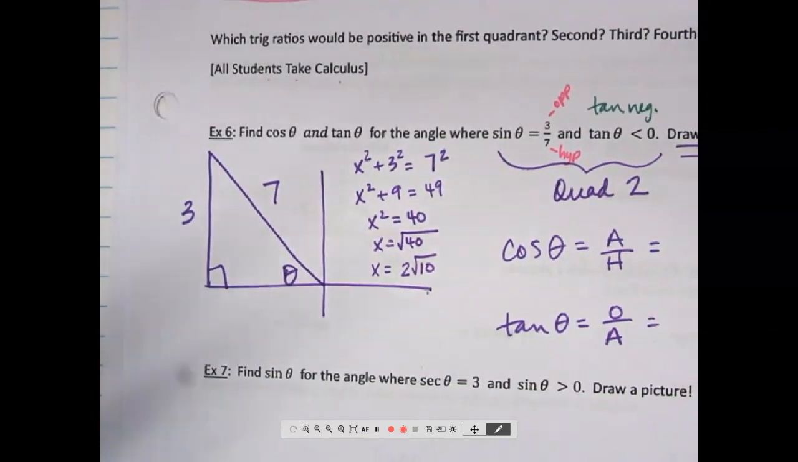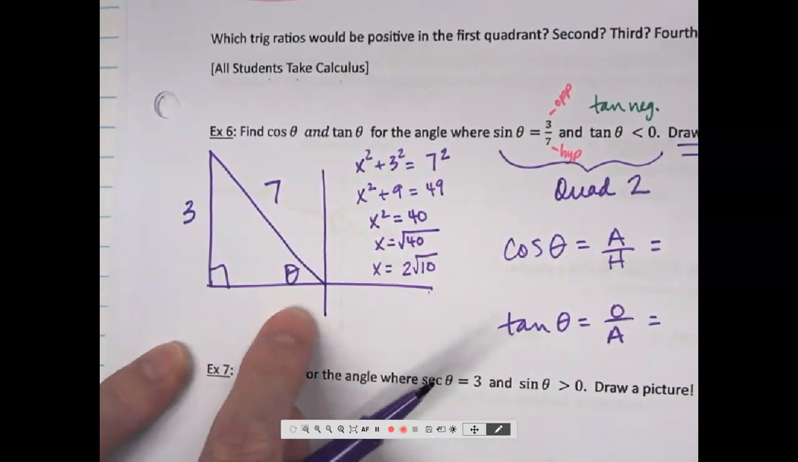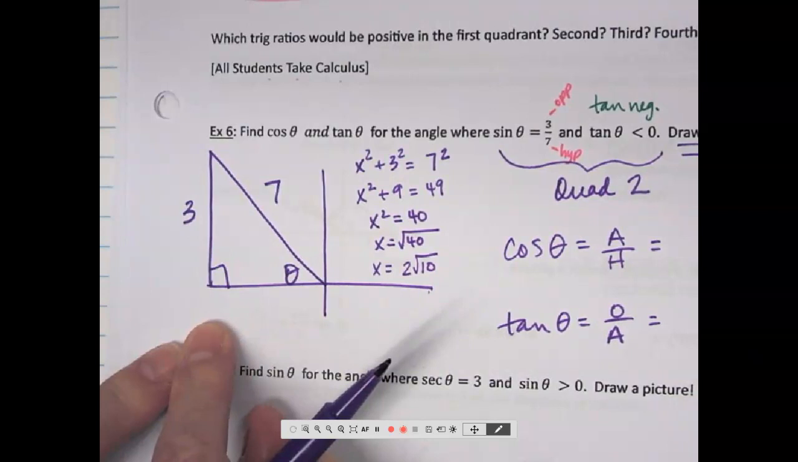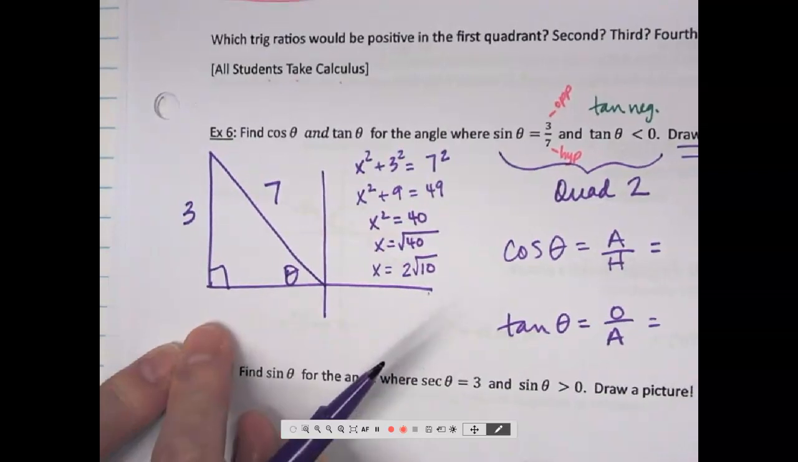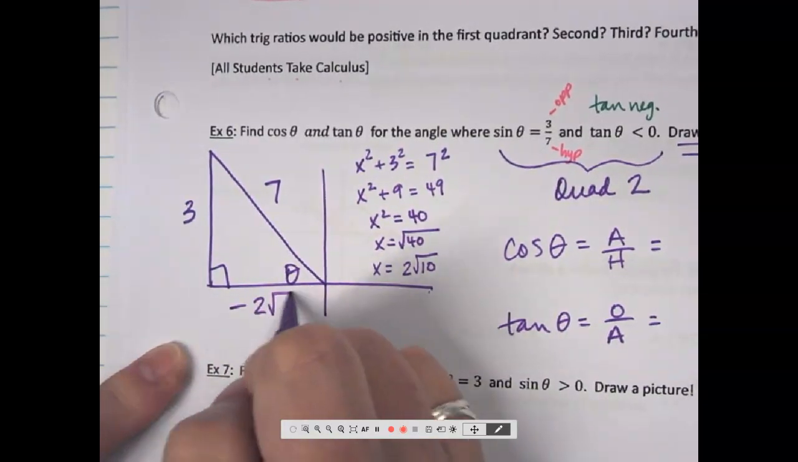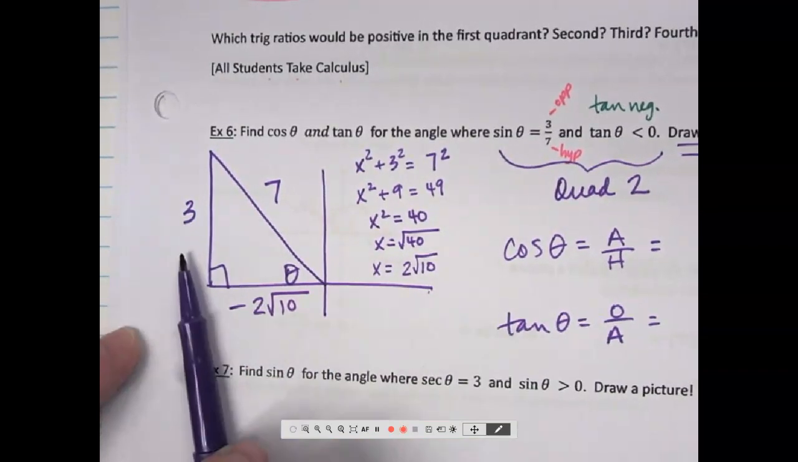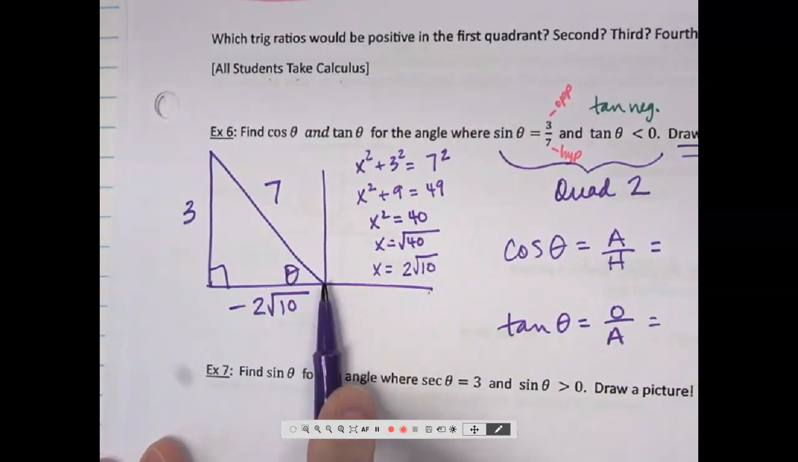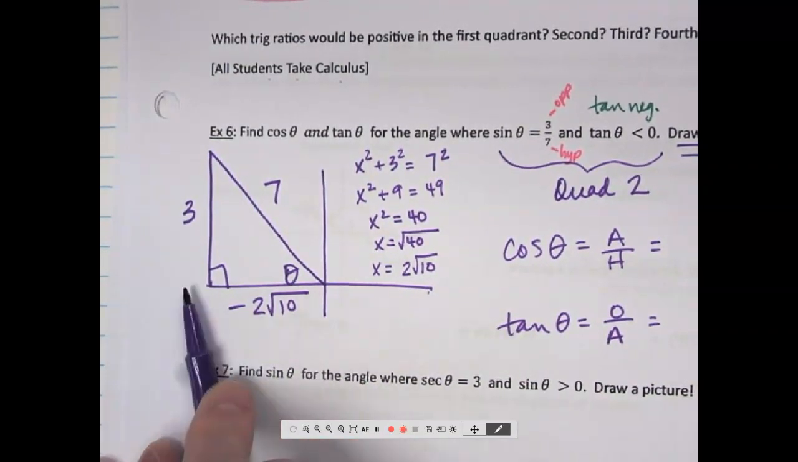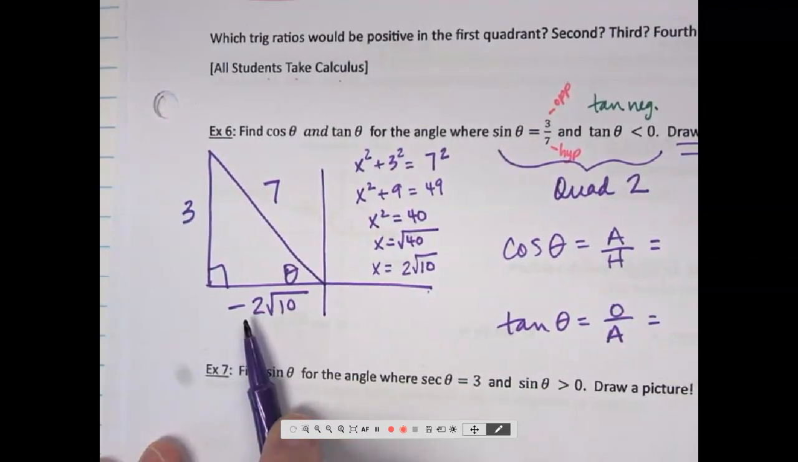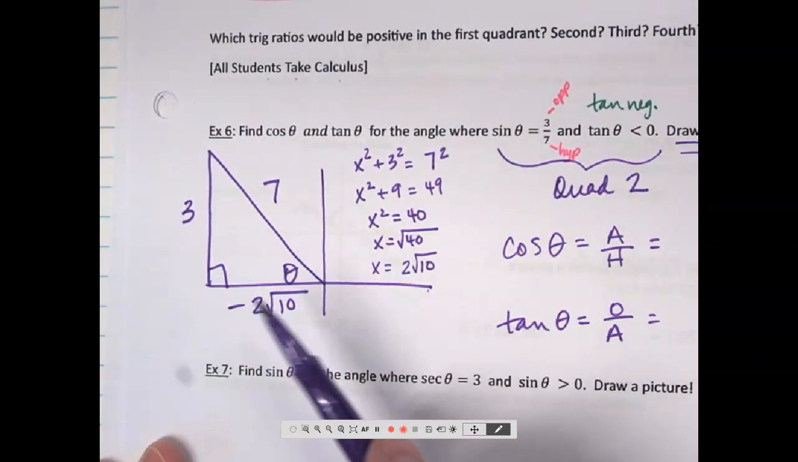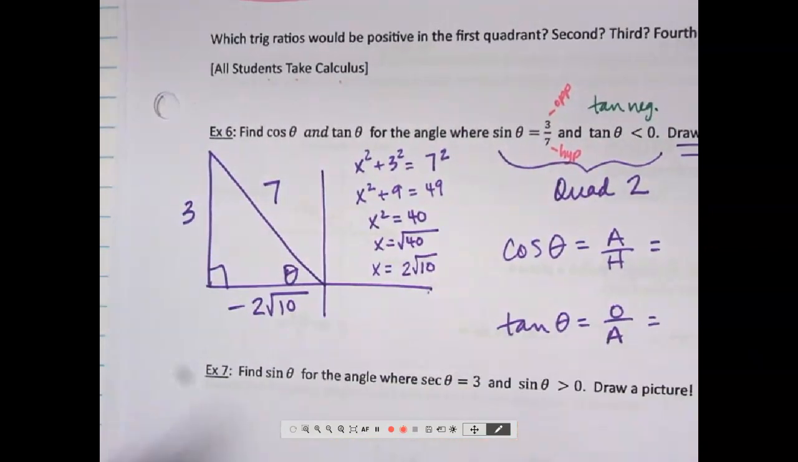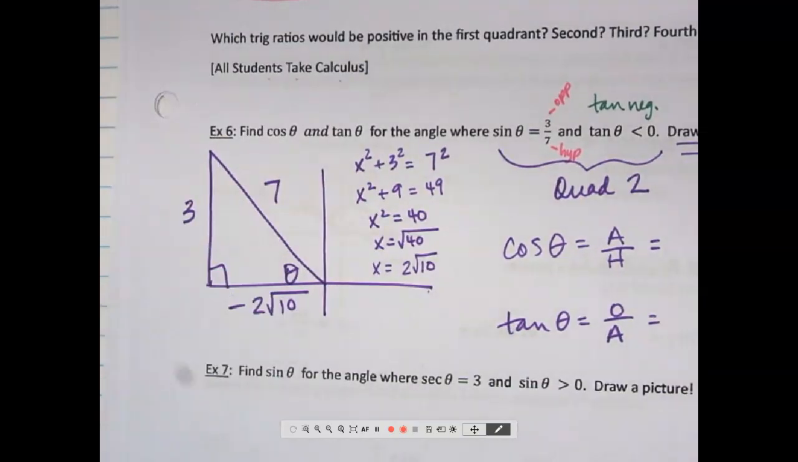But should I label this with a positive or a negative? Why would I label it with a negative? Remember how on Friday, if we went left or down, we used a negative to indicate that direction. So because I'm going left of the origin, that's where negative numbers are. So I'm going to use a negative. I went up, so it's a positive. Anytime I go left or down, which is considered a negative direction, then I will use negatives. R, the hypotenuse, is always positive.